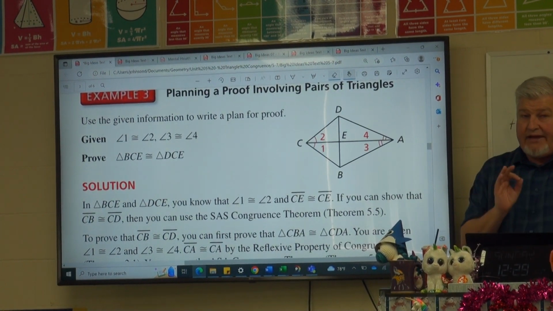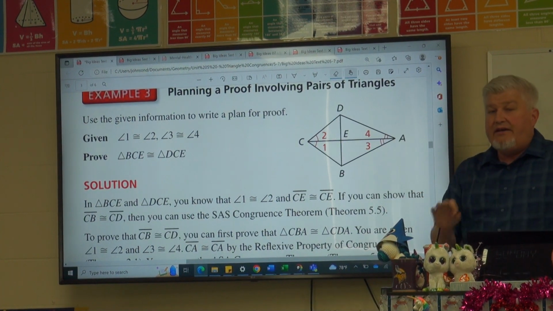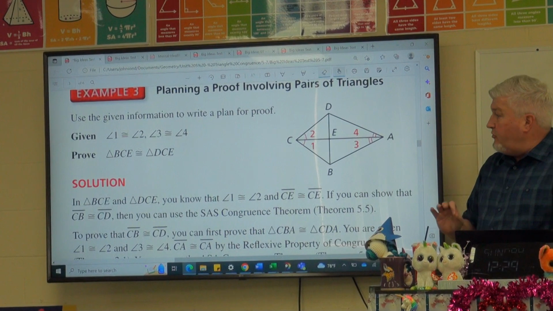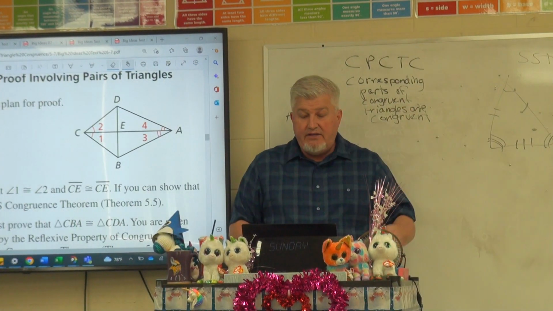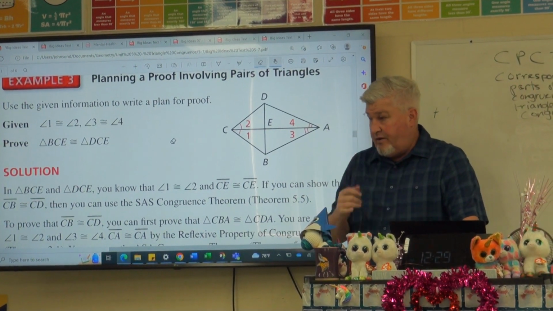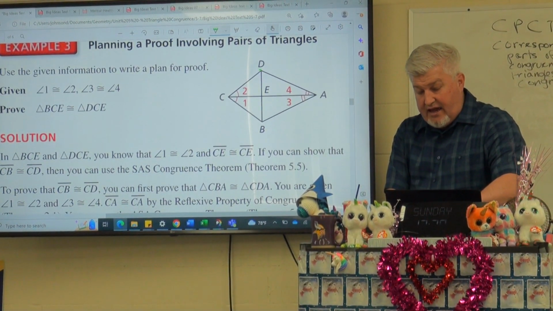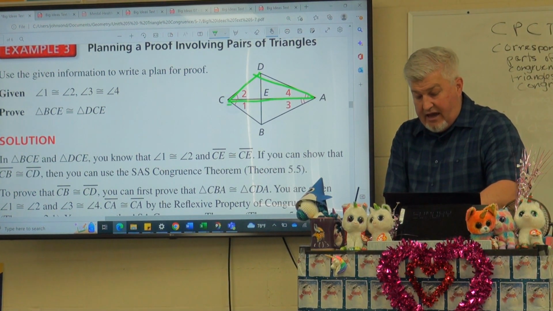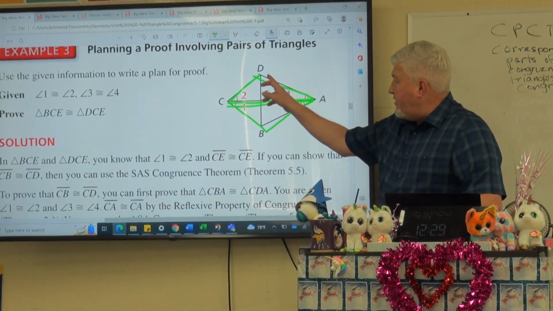So, what we're trying to do here is prove these 2 smaller triangles right here are congruent. In order to do that, we need to prove a bigger triangle congruent, and then use our CPCTC to prove that these triangles are congruent. And let me walk you through that. Let me highlight 2 bigger triangles. We've got triangle CDA, which is here, and we've got triangle CBA, which is here. Okay? These 2 triangles.